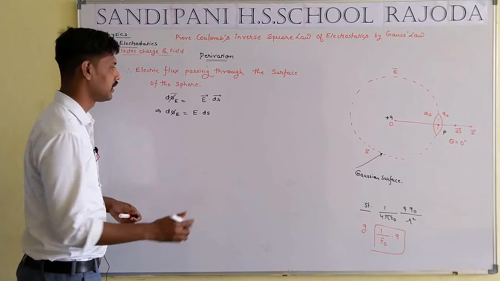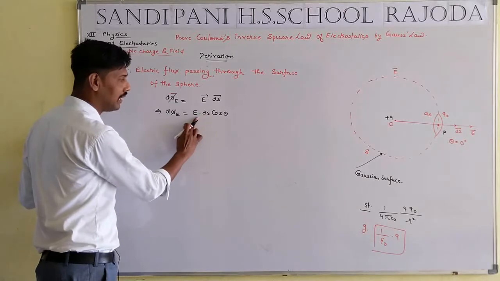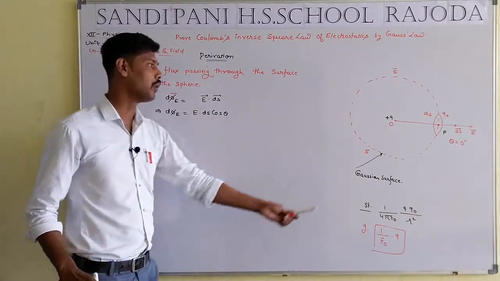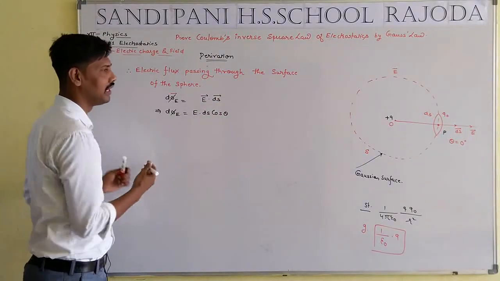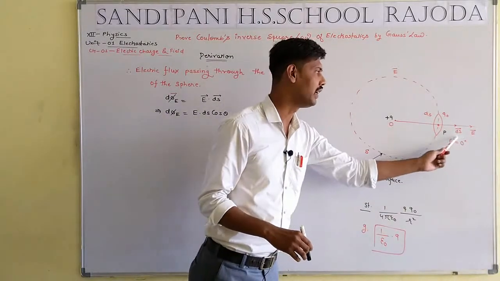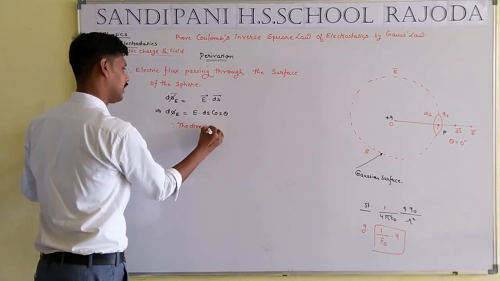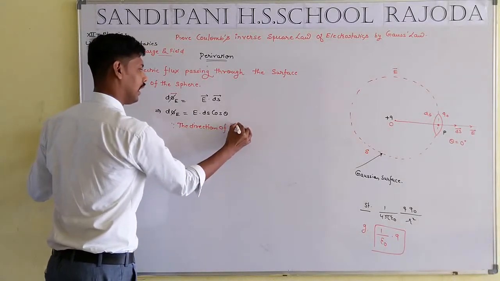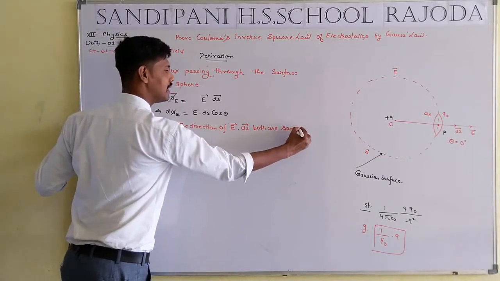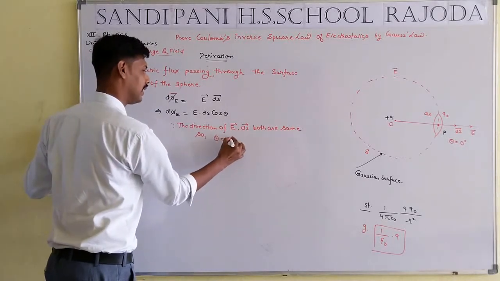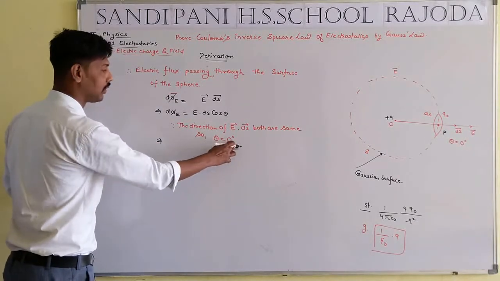What is the meaning of the dot product? That means it is defined by cos theta. The direction between E and ds is represented by cos theta in the case of the scalar. Now, what is the angle between E and ds? According to the diagram, the direction of E and the direction of ds both are the same. So the required angle theta will be equal to 0 degree.